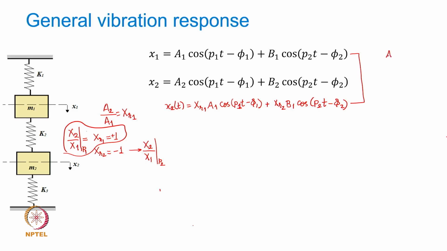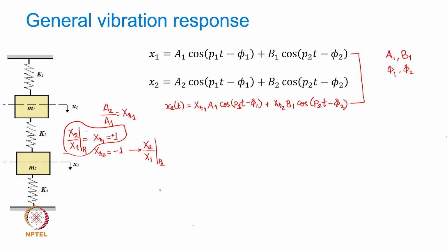The unknowns are A1 and B1. These are the arbitrary constants, or the values of the amplitudes contributed from the first and second mode respectively, and there are phase angles phi 1 and phi 2 which are also unknown.